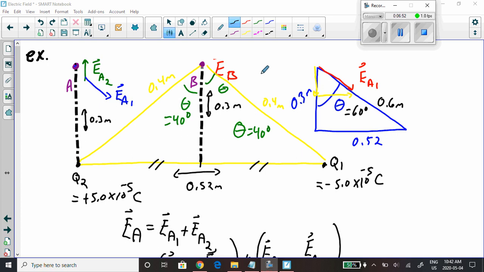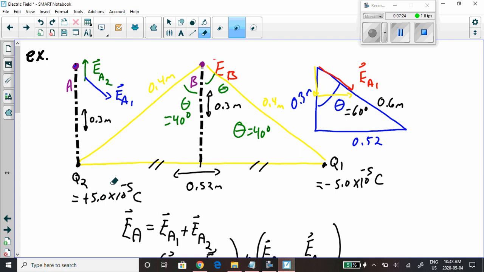Okay, kids, let's do an example. Here we go. Let's set up the situation here. You've got at this spot right here charge Q1 and it's negative 5.0 times 10 to the negative 5 coulombs right there. And then 0.52 meters away, you've got charge Q2 and it's positive 5.0 times 10 to the negative 5 coulombs. So the magnitude of the charges are the same, but this is negative, right? Negative right there, and this is positive.